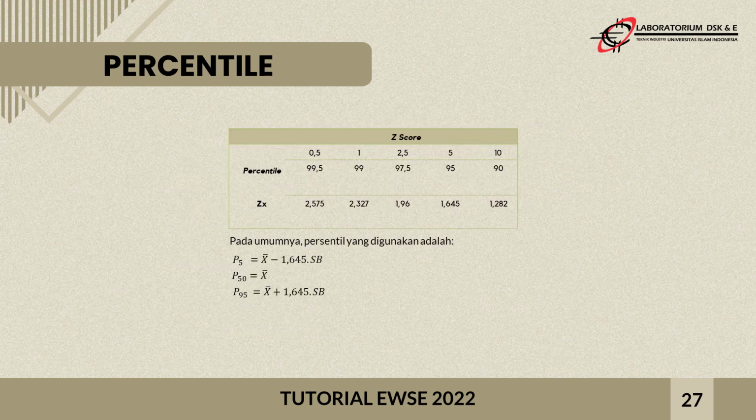Here is a table of z-score, and here it has been explained the percentile used in general. Percentile 5 is obtained from the data that we have obtained, and 1.645 is from the z-score table. In the z-score table, we look for percentile 5, then the value is 1.645, multiplied by the standard deviation, where the standard deviation can be calculated using Excel with the formula STDEV.